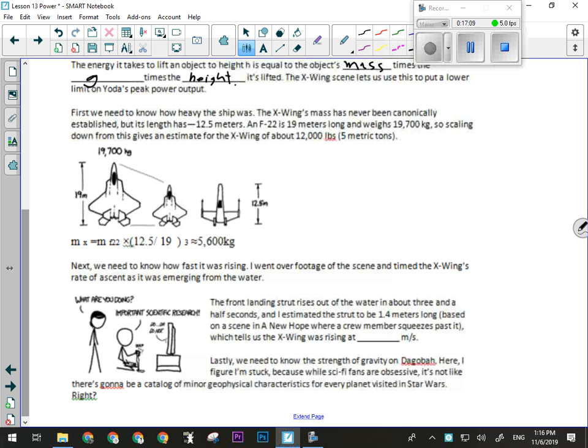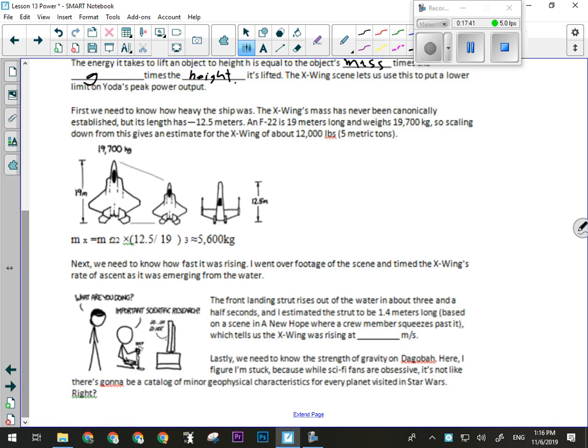So here's what we need to know. We need to know the ship's mass because we don't know that, and for some reason that's never been put into canon. There's this thing called Star Wars canon. It's all the things that unfortunately now Disney says are true about Star Wars. If Disney says this is true, then it's the gospel according to Disney. That's what canon means. So we're going to say that the X-wing has a mass of about 5,600 kilograms. That's the number that we're going to use.